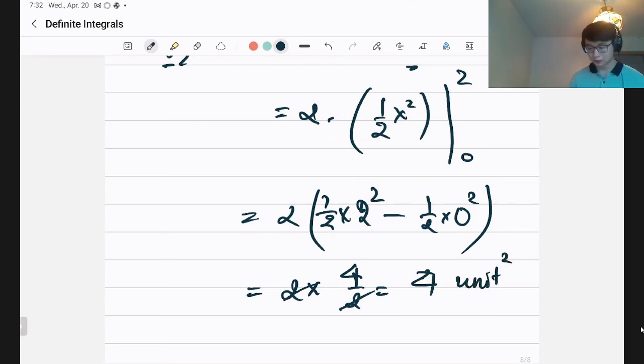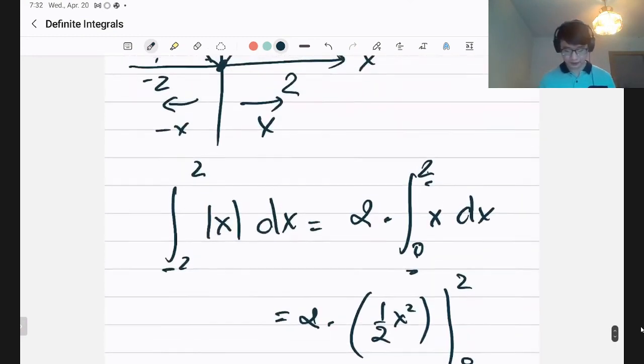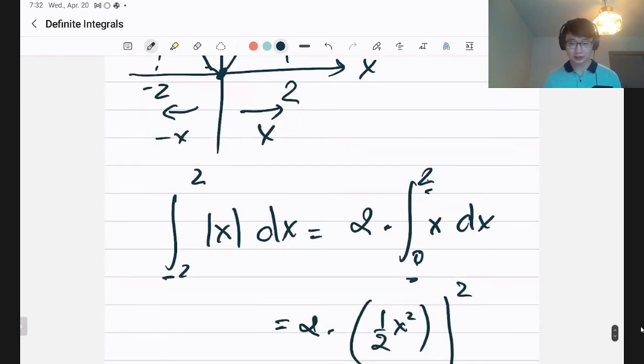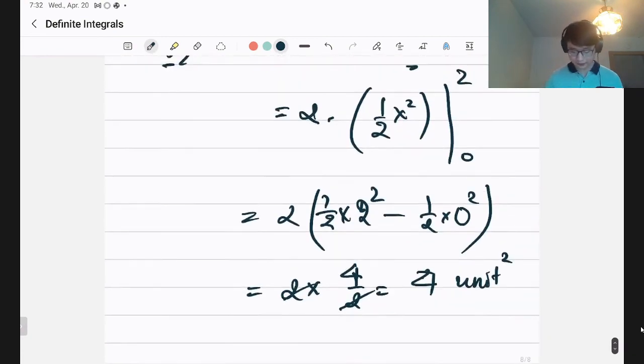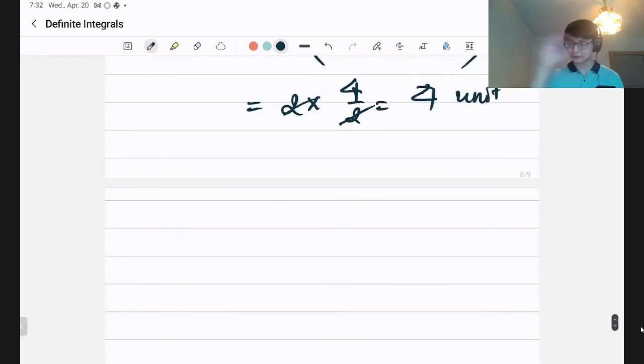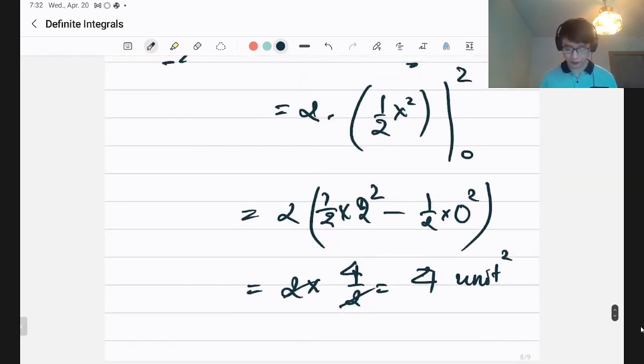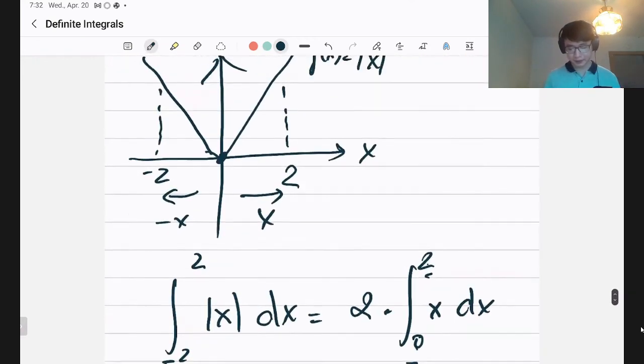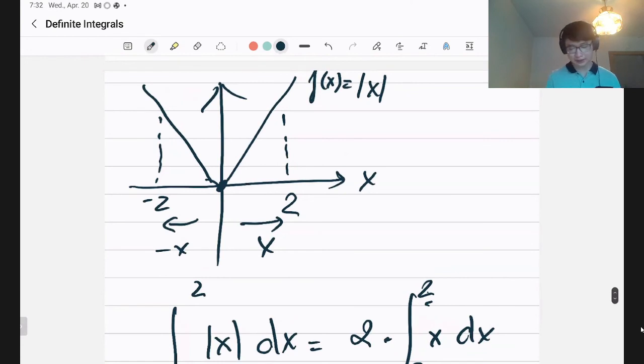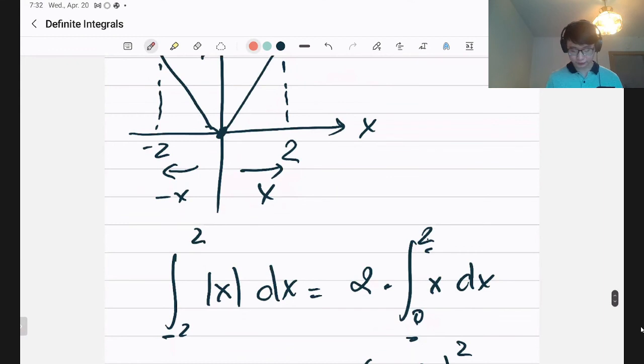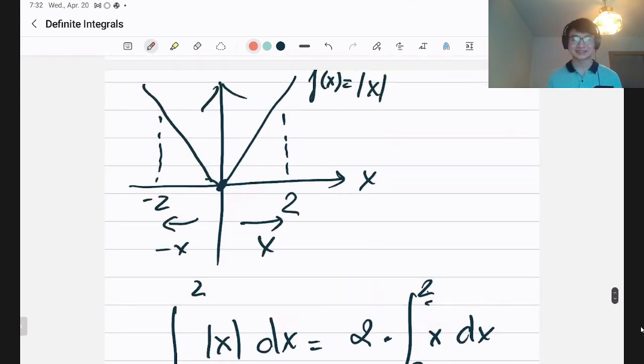So that's how you do it. Now remember that this property works for everything. But before I jump to the next property, be sure you understand this. Make sure that you fairly get this idea.